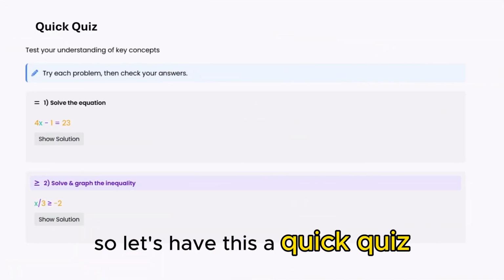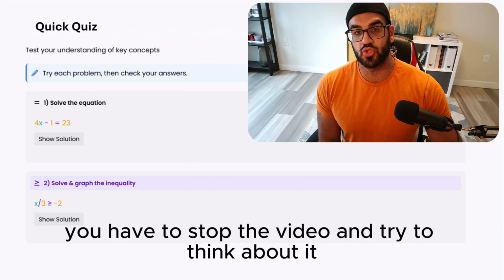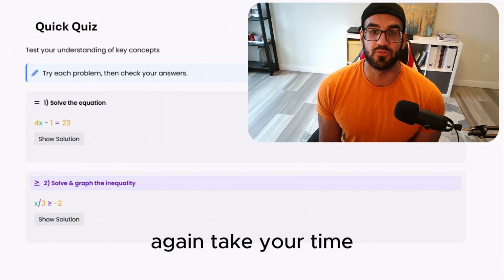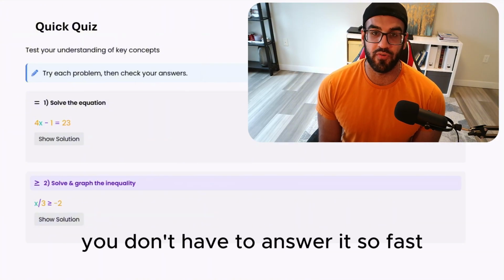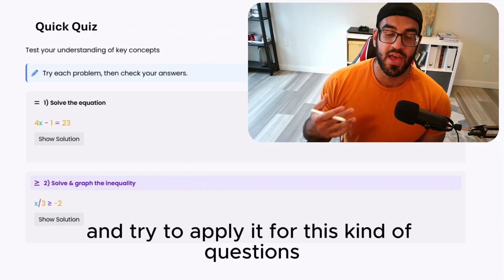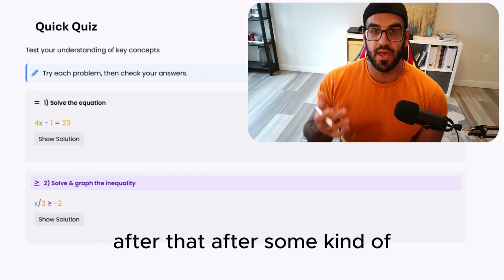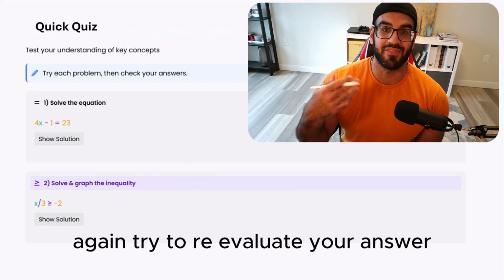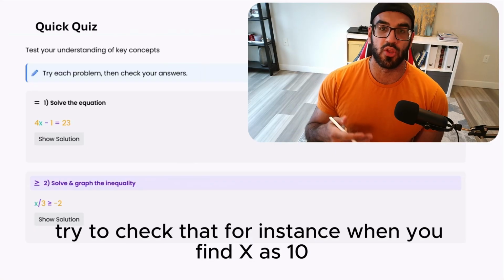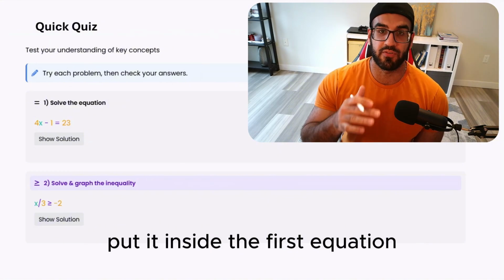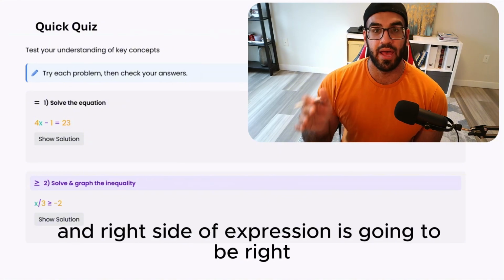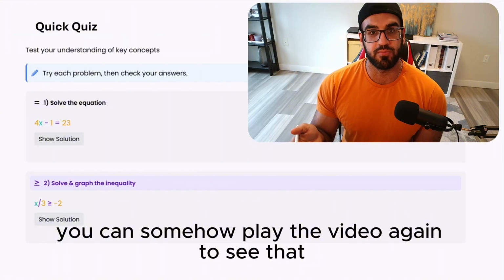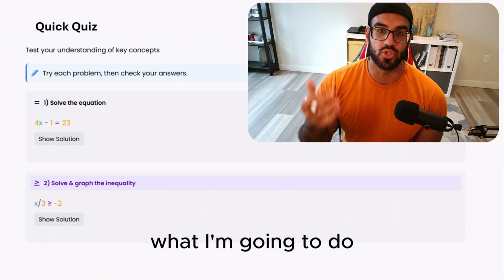So let's have this quick quiz. It means that right now you have to stop the video and try to think about it, and see whether you can answer it or not. Again, take your time. You don't have to answer it so fast. Try to remember everything that we have and apply it to this kind of question. After you do everything on your own, try to reevaluate your answer. Check it: for instance, when you find x as 10, put it inside the first equation to make sure the left side of the expression and the right side of the expression are equal. And when you make sure that everything is right, you can play the video again to see what I'm going to do.